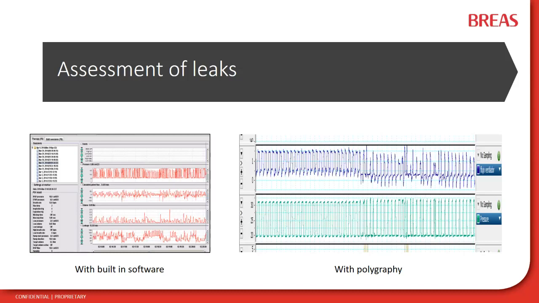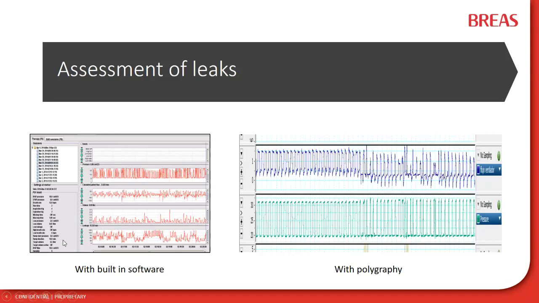And this is different if you are working with built-in software or you are working with polygraphy. If you are working with built-in software, the manufacturers are usually very kind and provide us a specific channel for knowing the leakage. If you see that the value in this channel is increasing, it's easy to interpret that there's a leakage in the tracing.